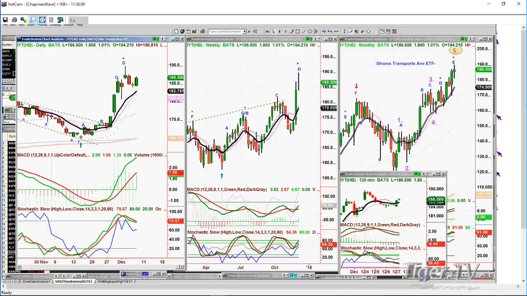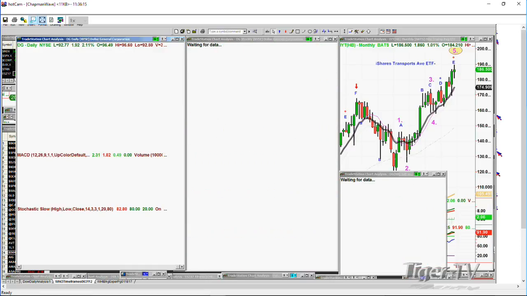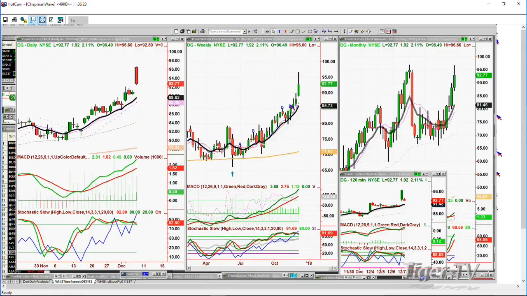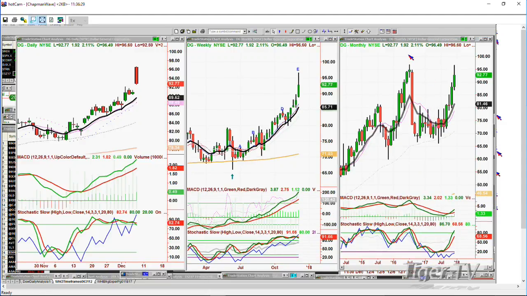Next thing I've got here is the RUT. I did the RUT. DG, Dollar General, huge move. It's gone. Peak A, B, C, D. This is a leg E in the weekly. This is outstanding action, but I think it's overbought. Double top, oh my goodness. I can't do that now. I'd like to do it maybe Monday.